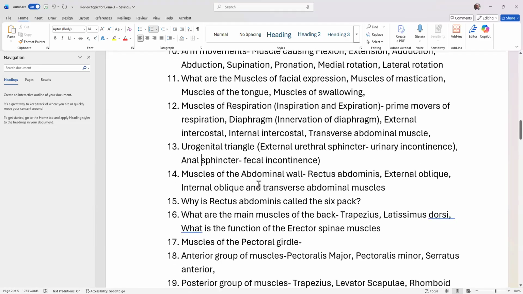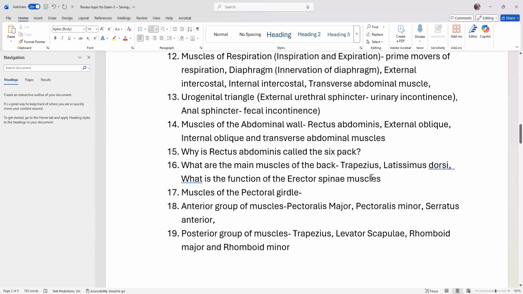Those are sphincter muscles. You should know the muscles of the abdominal wall, the rectus abdominis. Why is the rectus abdominis called the six-pack? The external oblique, internal oblique, transverse abdominal muscle. What are the muscles of the back? And what is the function of the erector spinae muscle? So when you go to the gym and when you're doing exercises, you must think, okay, what are the muscles I'm using now?